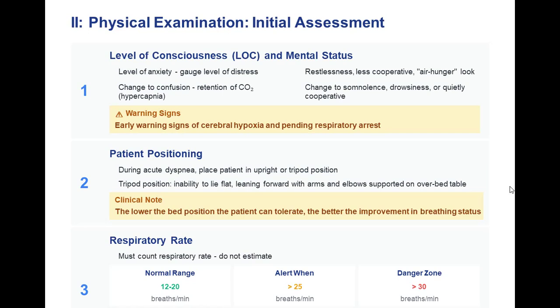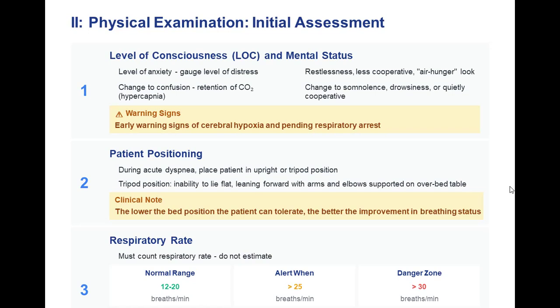Paradoxically, a change to confusion or uncooperativeness often indicates hypercapnia, or CO2 retention, and a change to somnolence or quiet cooperation is a dangerous sign of worsening respiratory failure.